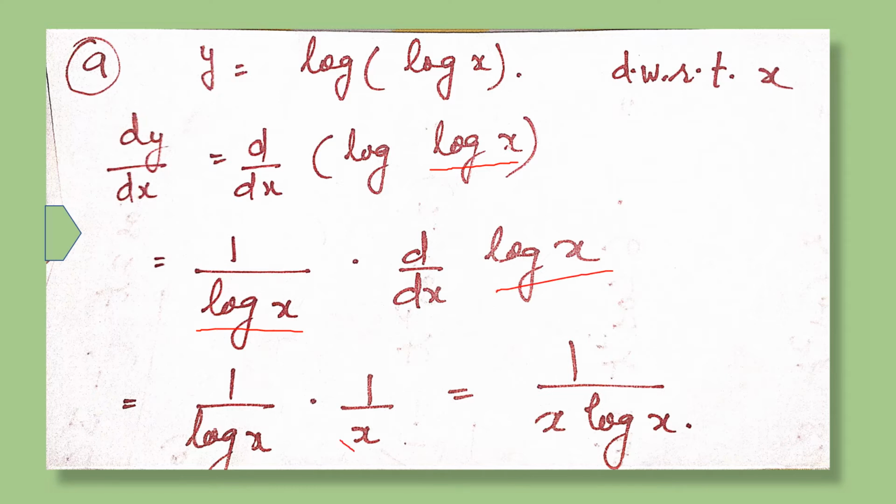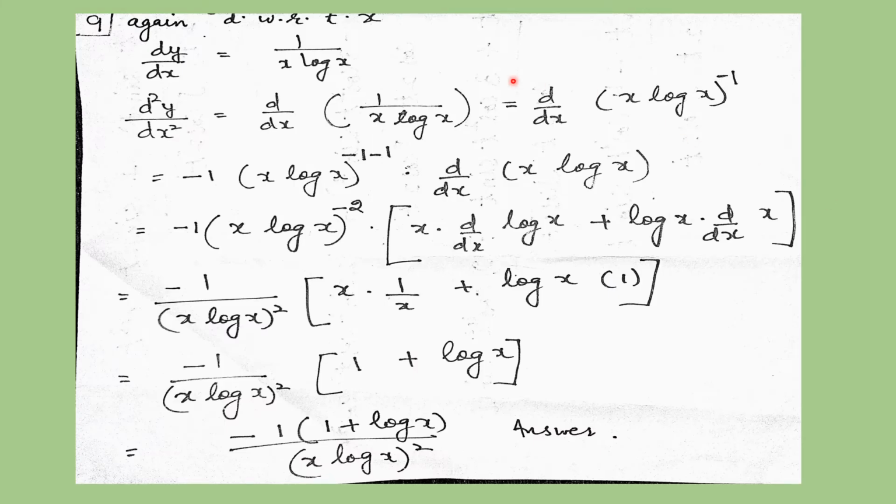This will give you 1 upon x. So your answer comes out to be 1 upon log x multiplied by 1 upon x, which will give you 1 upon x log of x. Now we have to calculate again, differentiating with respect to x. We got dy by dx is equal to 1 upon x log x. So now we want d square y upon dx square, which is the derivative of 1 upon x log x.